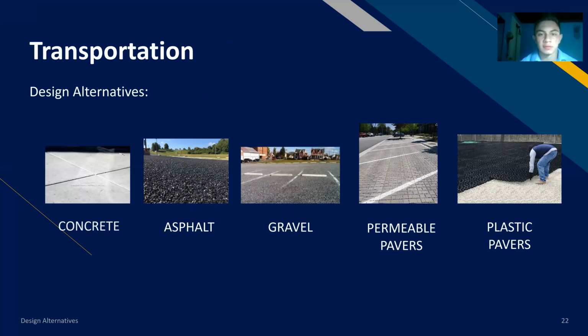The following 5 types of pavements were evaluated or researched for the parking lot design. These include concrete, asphalt, gravel, permeable pavers, and plastic pavers. Plastic pavers can have an infill of grass or gravel.